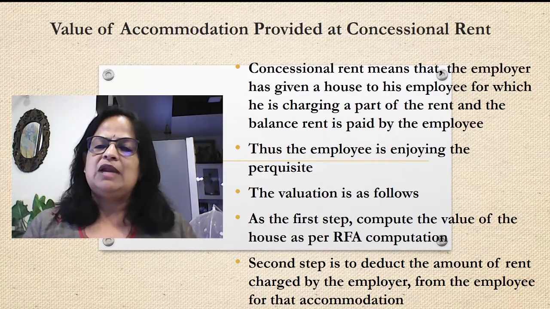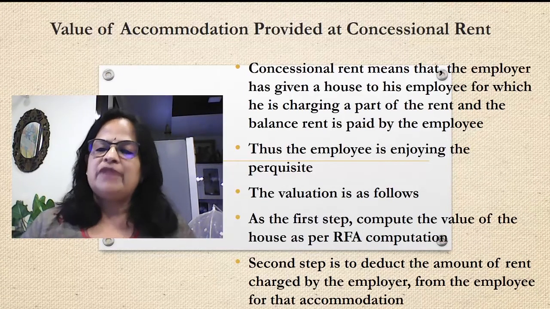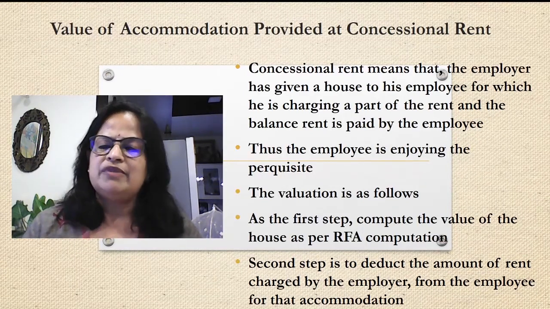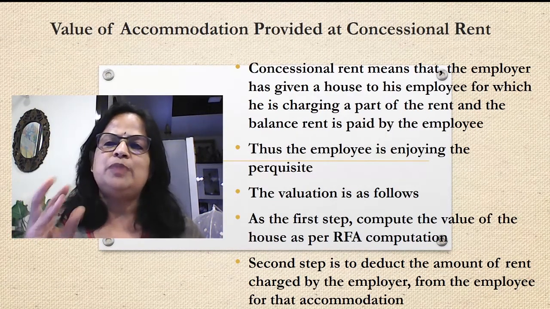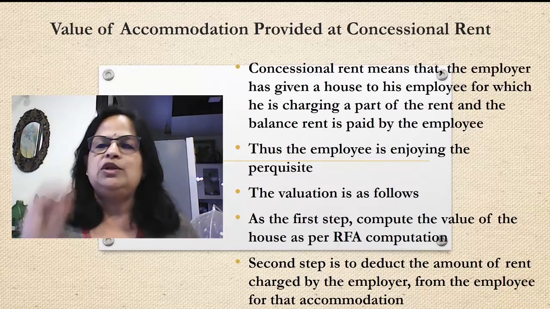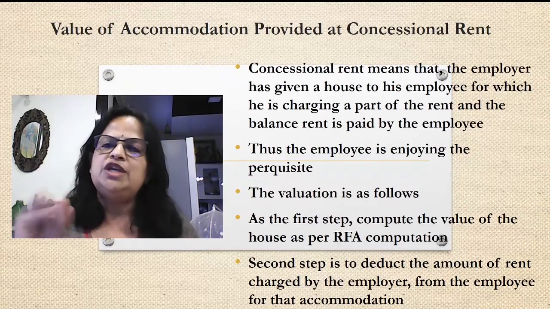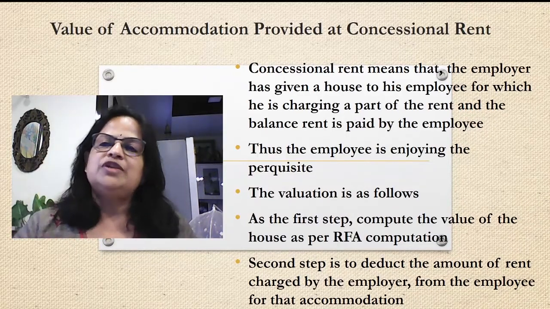First step, we will calculate the value of RFA. Second step is to deduct the amount of rent charged by the employer from the employee for that accommodation. I told you, if the employee is paying 20,000, we will deduct it from the RFA value. If he is paying for the full year, 20 into 12, so 2,40,000 we will deduct.